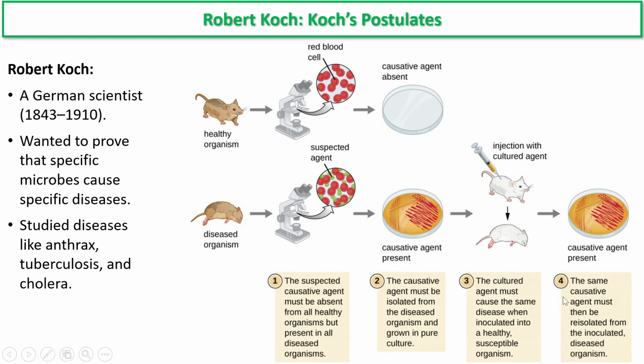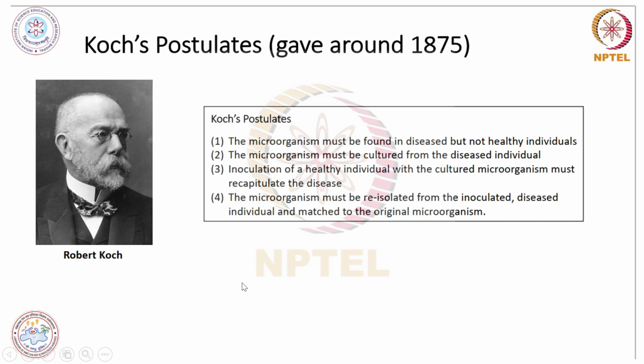So this is also fulfilled here. The fourth postulate was that the same causative agent must then be re-isolated from the inoculated diseased organism. So from this mouse, when he isolated it, he found that it is the same causative agent which was initially isolated from here. Some microbe is passing on from here to here, which is causing a disease. So he wanted to prove that specific microbes cause specific diseases. So these were the Koch postulates, and from this he gave these four postulates.